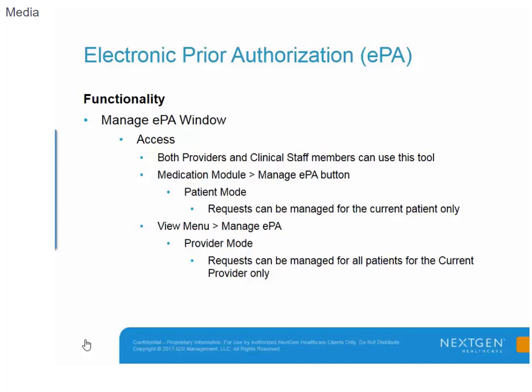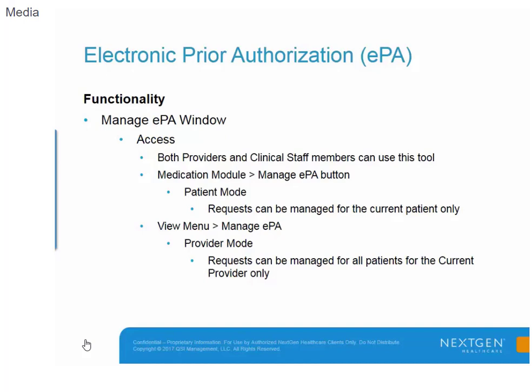But I would encourage the provider to maybe get involved in the initiating process so that it speeds things up. If they find out that the prescription needs a prior authorization from that formulary search window, they can just click that process and then everything gets moving quicker. But they don't have to. It can be initiated at any time it's discovered that it's needed.